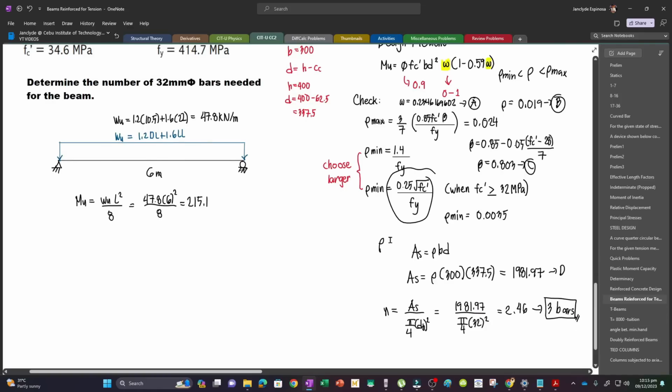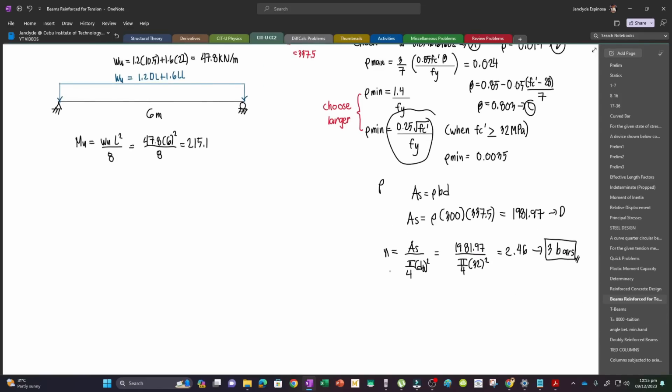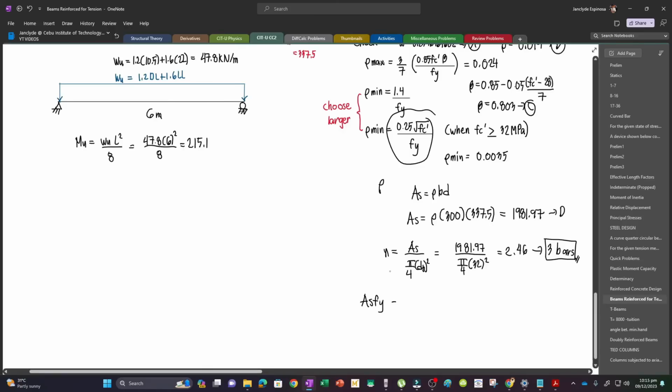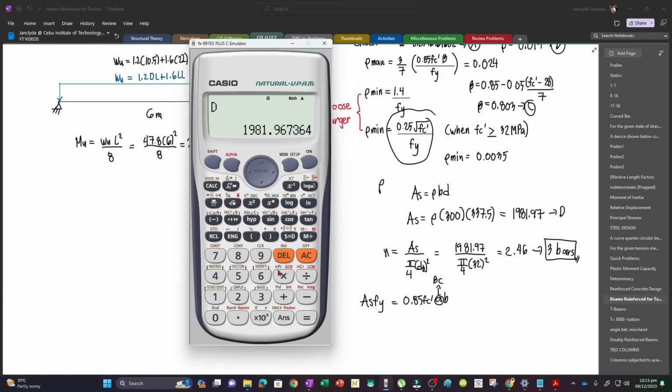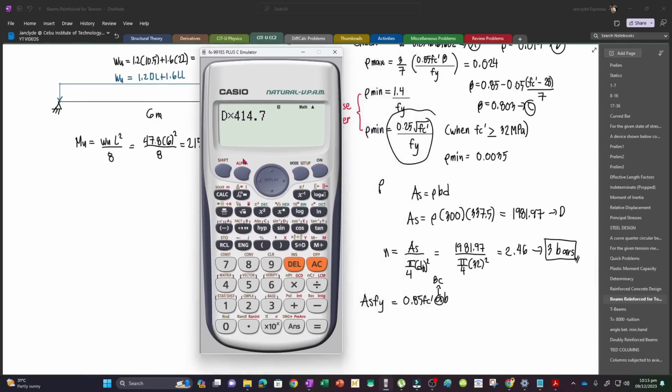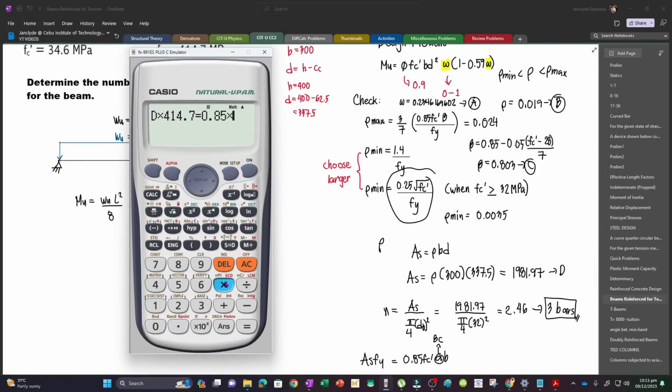But if you want to check the yielding, to check whether it is tension controlled, we use As Fy is equal to 0.85 Fc prime a b. And then this a is beta C. So for our As, we put what we solved, which is stored in D. So D times Fy, which is 414.7. And then that is equal to 0.85 times Fc prime 34.6 times beta C. Again, this beta is stored in C, that 0.803. So beta C, with C as our unknown.